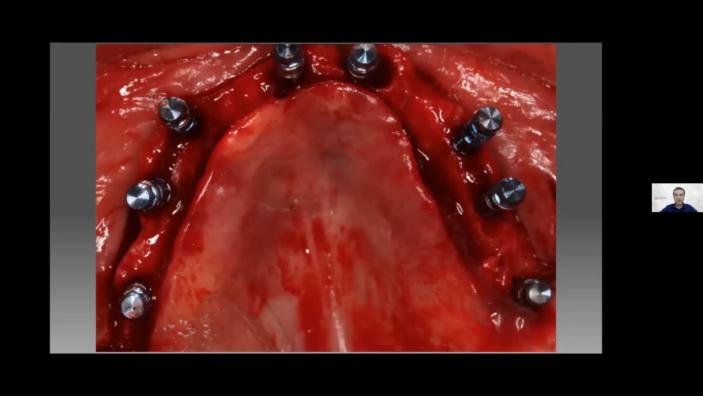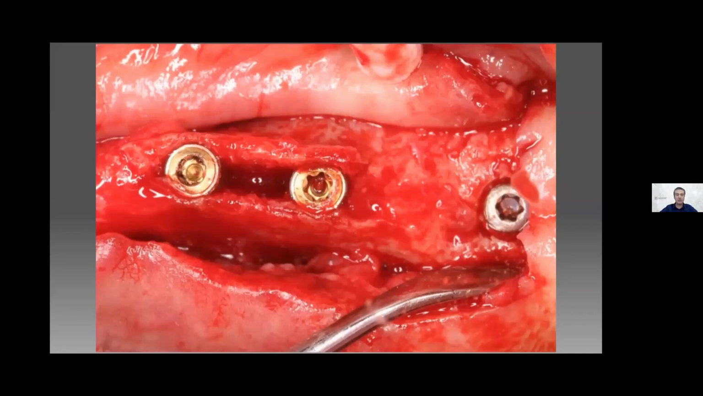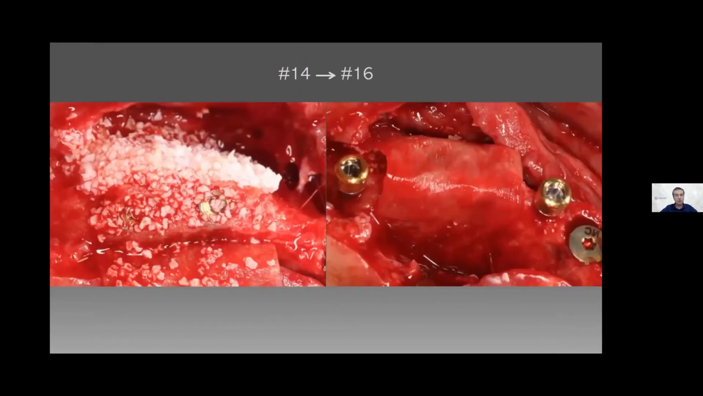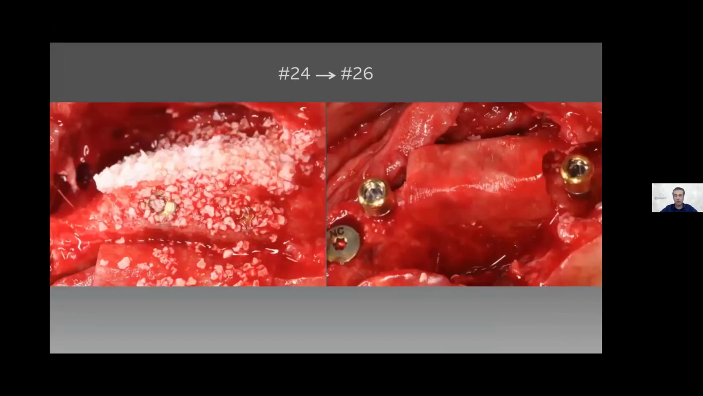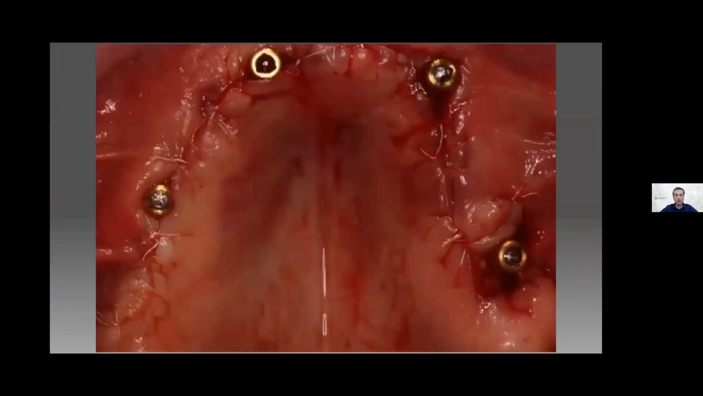And here, after placing the implants, we want to do the guided regeneration. The same technique, the same principle. We put xenograft material, we put a resorbable membrane, and we stabilize our resorbable membrane. And here the anterior region, 24, 26, and after suturing, the mini implants with locator.